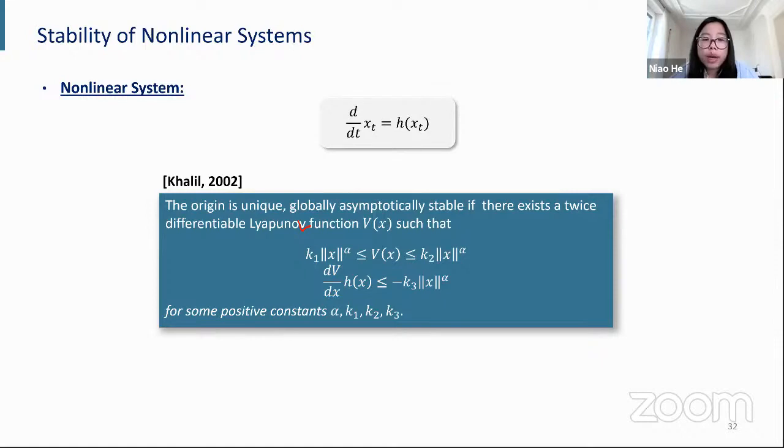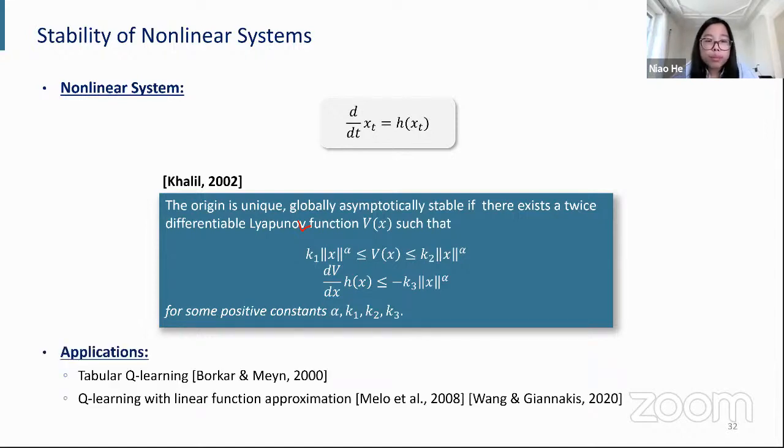You can see that if you are able to find some Lyapunov function V that satisfies these certain conditions, then indeed this implies asymptotic stability. As you can see, that differs from the linear case. This is just a sufficient condition, not a necessary condition. And although this result is very general, it can be very hard to construct these Lyapunov functions. And oftentimes it's also very hard to check whether these conditions are actually satisfied. Nonetheless, there is some work that shows that for Q-learning algorithms, you can come up with such Lyapunov functions and use that to establish convergence.